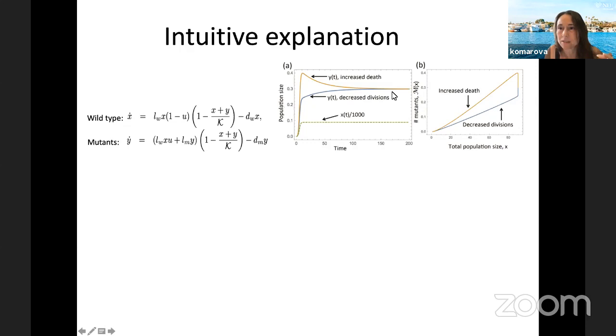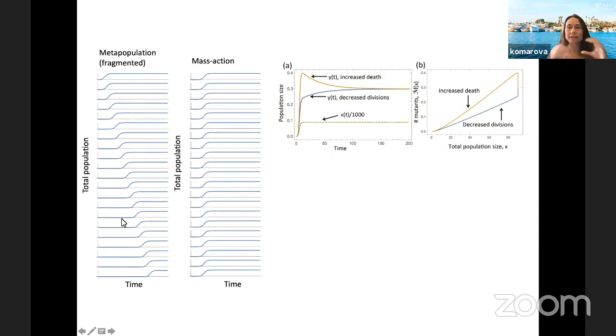So here we plot the number of mutants as a function of the total population size. And you can see a very different behavior. Mutants with decreased divisions have a different convexity, here. And that turns out to be very important. So to compare a fragmented system with a bunch of islands to a mass action system, which has just the whole population, we plot them like this.